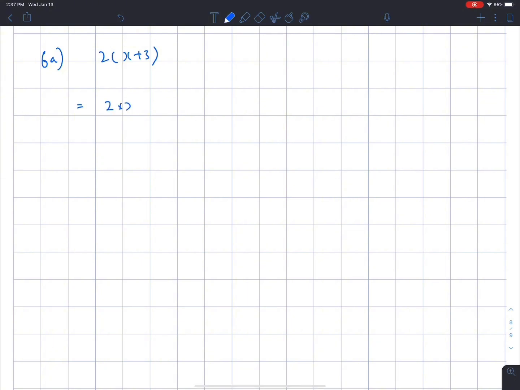We have 2 times x plus 2 times 3. You just distribute in. 2 times x is positive because this is positive, and then 2 times 3. So 2 times x will just be 2x plus 2 times 3 is 6. That's the answer for 6a.